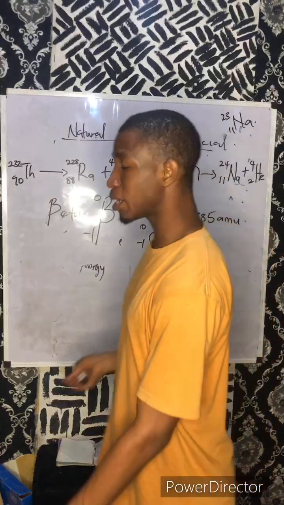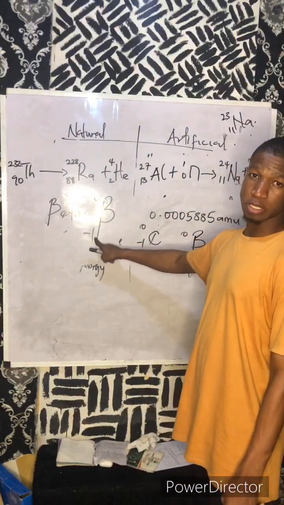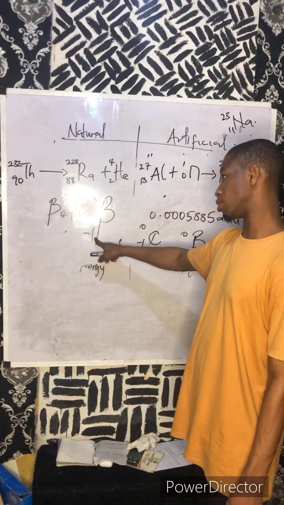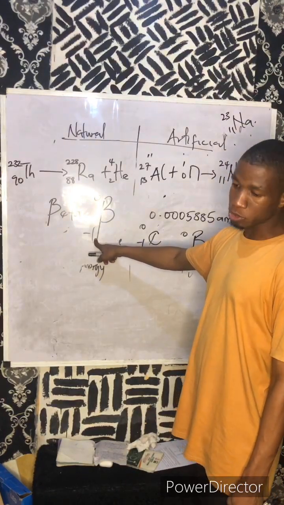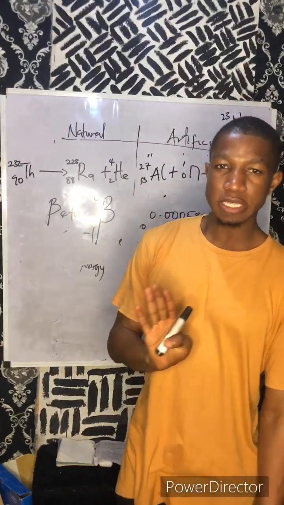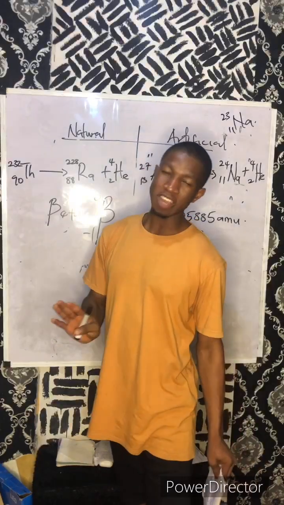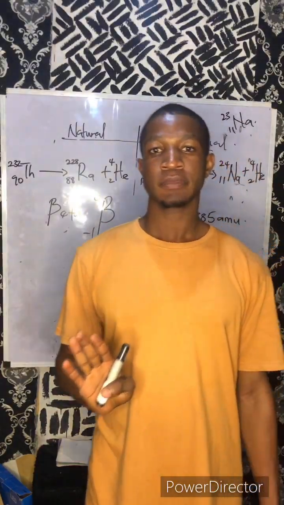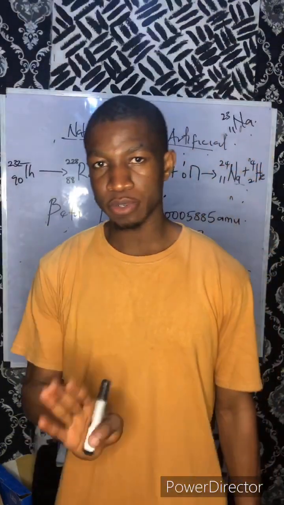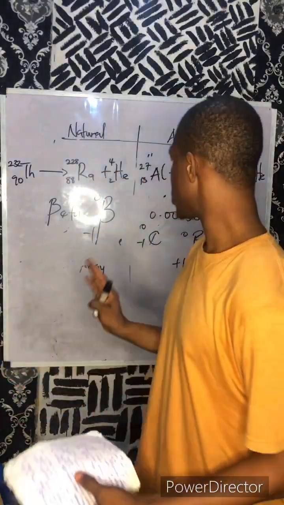So what happens with beta particle? They have a charge of -1, as you can see. Their proton number is -1. They have a moderate penetrating power. It's not too high, it's not too low. Moderate penetrating power, meaning they can penetrate buttons. You understand? It's a moderate penetrating power.